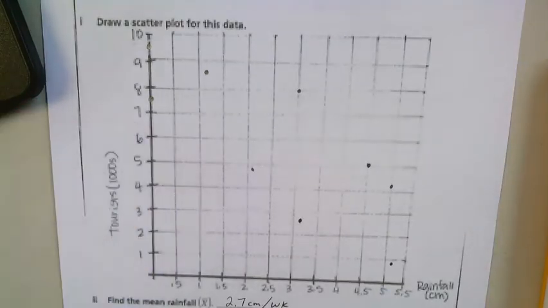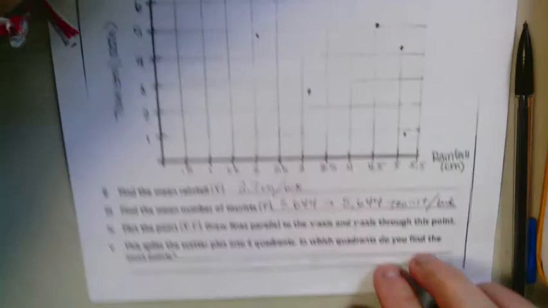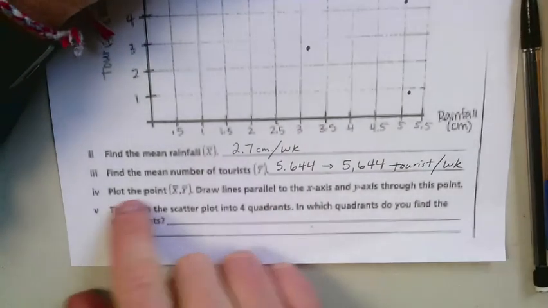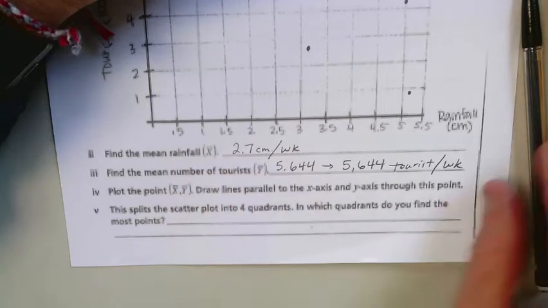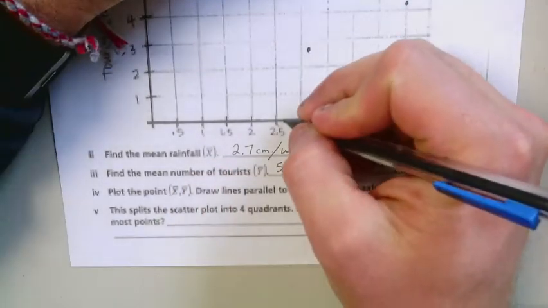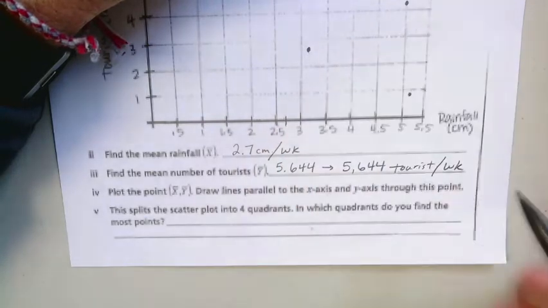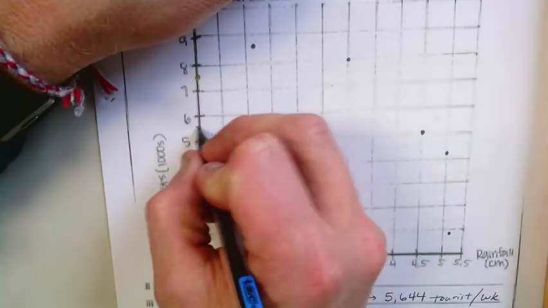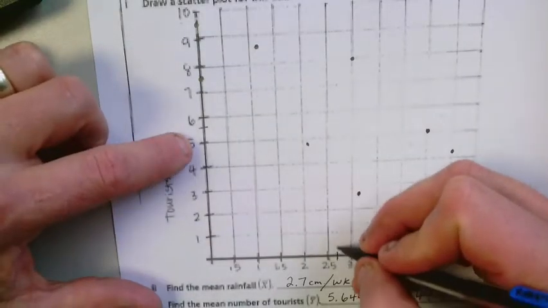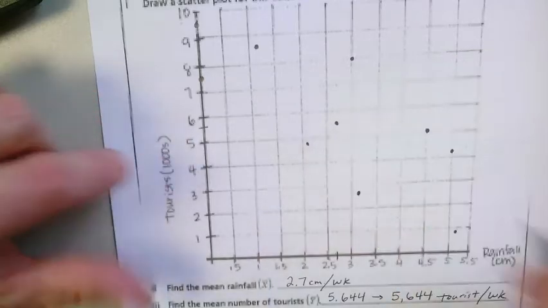Okay. Now, we're going to plot the average X and average Y, and we're going to draw parallel lines to the X-axis and Y-axis through the point. So if you look down here, this is what it says. Plot the average X and average Y. So average X would be 2.7. Okay, so I'll just make an approximation right there. 2.7 is probably right about right there. Okay, and the average tourist, 5.644, is probably somewhere right in there. So if I plot that point, we're looking at something right in about there.